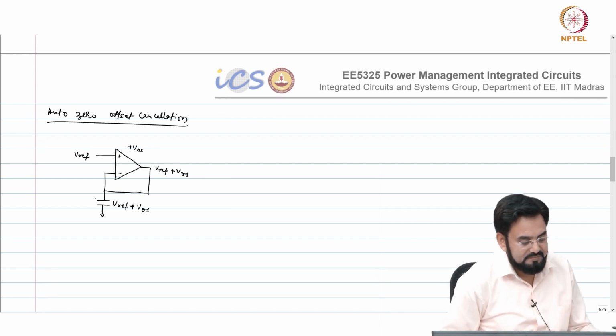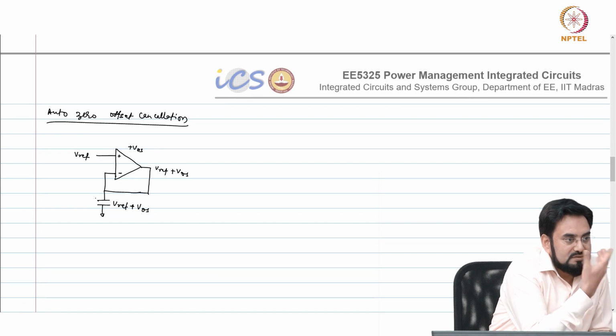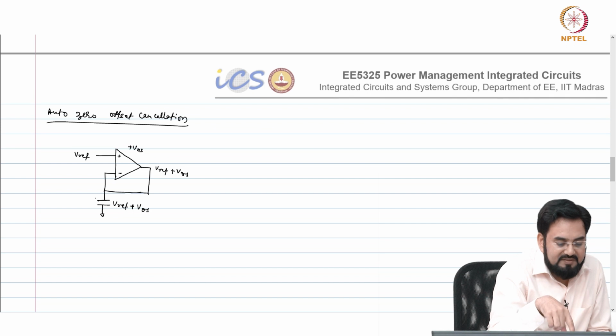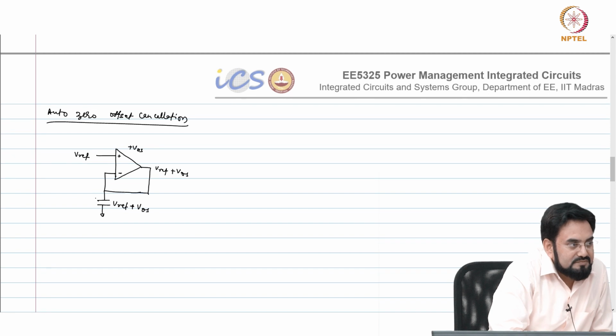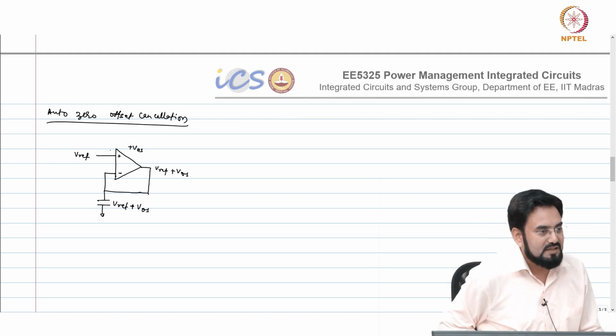So which means if I apply, instead of VREF plus VOS, if I apply VREF minus VOS, then... but how will you do VREF minus VOS with this? Or what could be the other way? You apply VREF minus VOS, or you apply a VIN plus or whatever VFB you are applying, you add that offset in the VFB. Both are same. Either you subtract there or add on the other side.